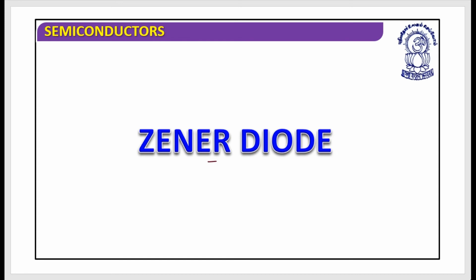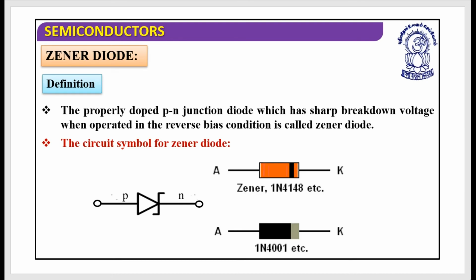Now let's talk about a special kind of diode, which we call a Zener diode. A Zener diode is basically a properly doped PN junction diode which has a very sharp breakdown voltage when operated in the reverse bias condition. So it is a modification of a PN junction diode that can work efficiently in the reverse bias condition, and that is what we call a Zener diode.